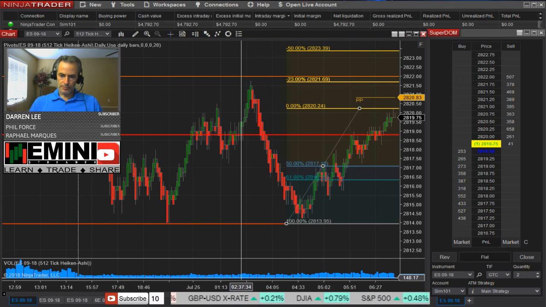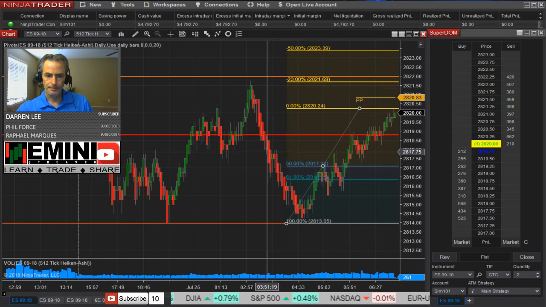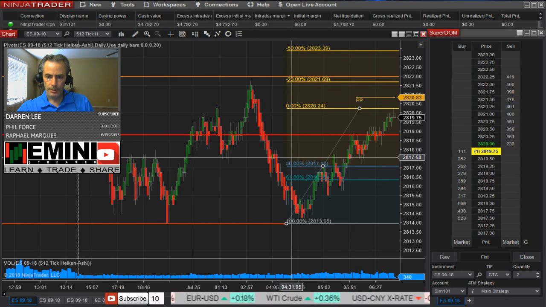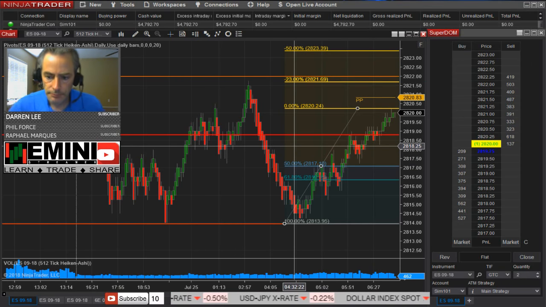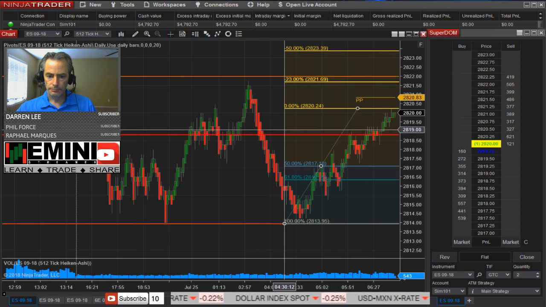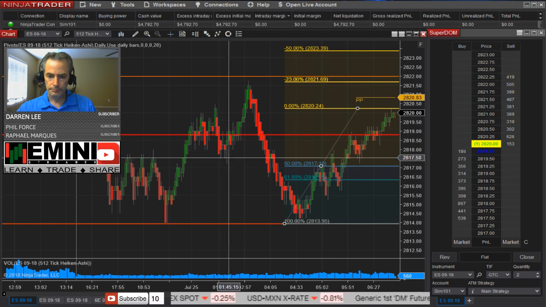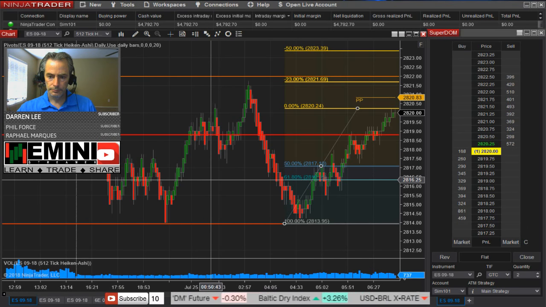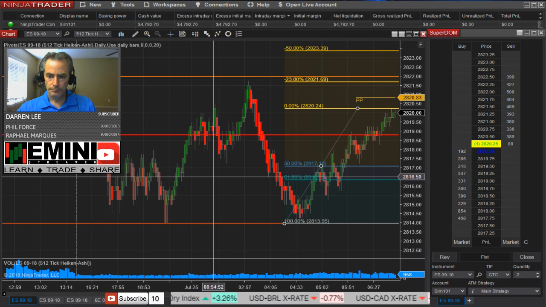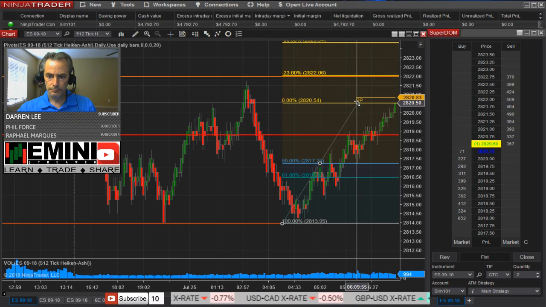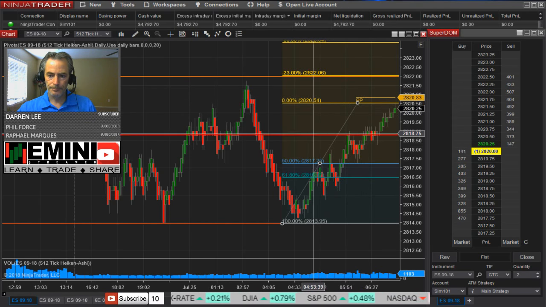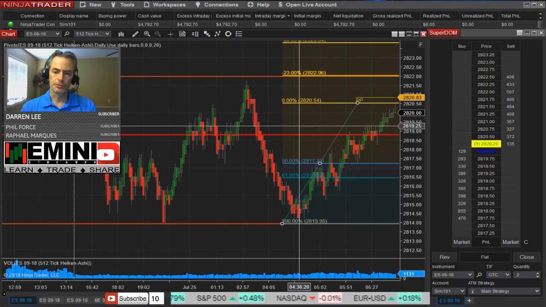We're continuing up towards the top of that range. See if we can break out of it. So we're approaching that first pivot point. We'll see if it reacts to it or if it pushes through it.